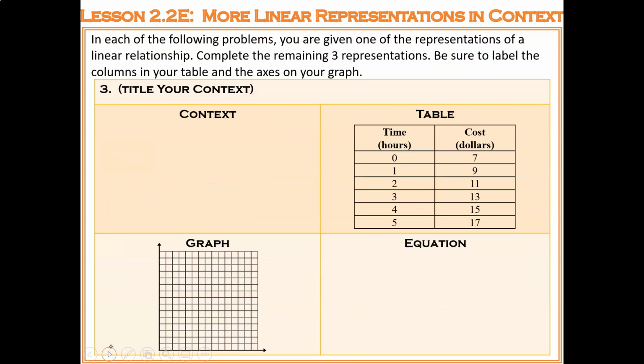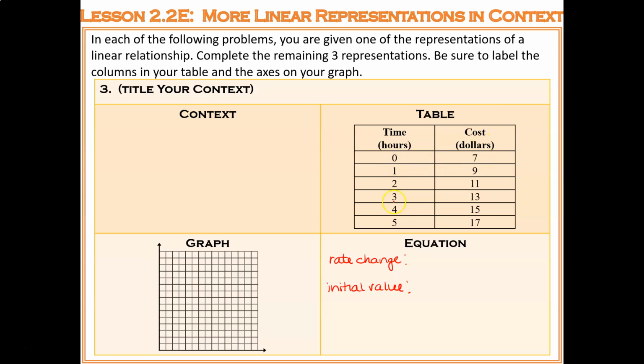All right, this time we get a table and no context, no equation, and no graph. Okay, so let's go to the equation first. We need our rate of change and our initial value to get the equation.